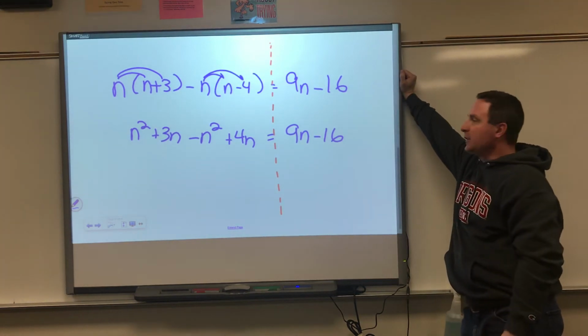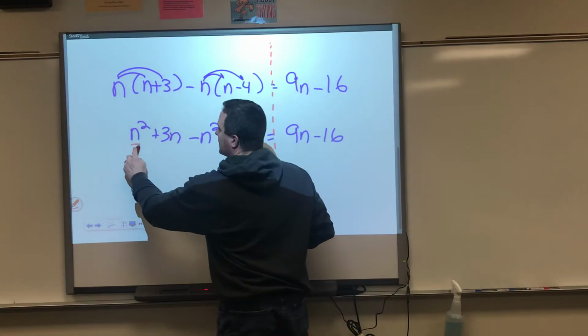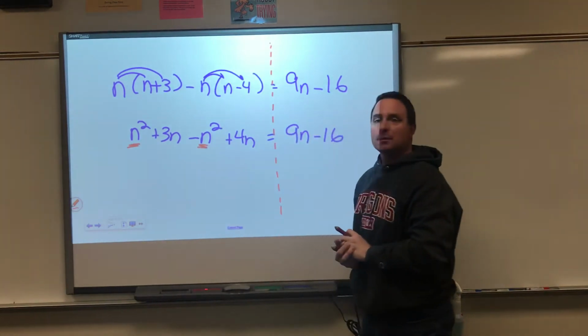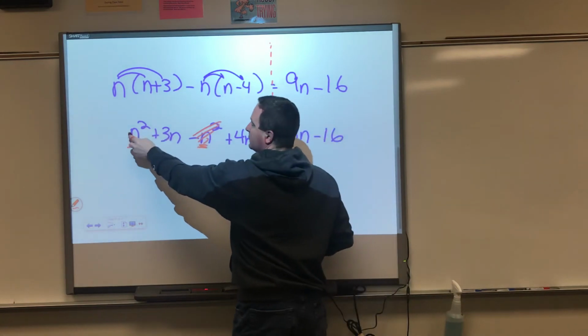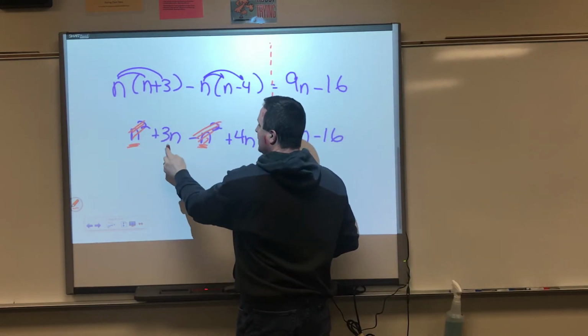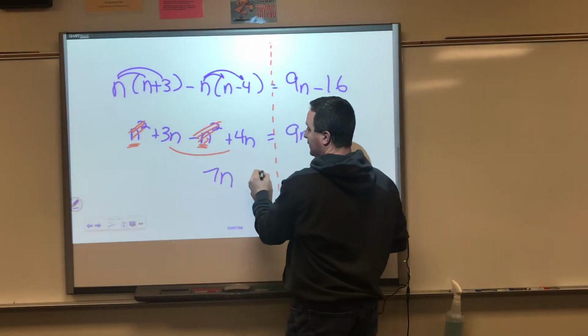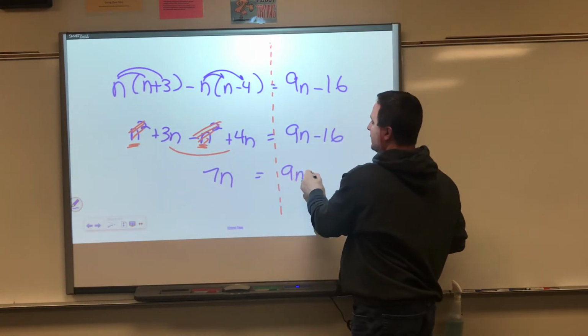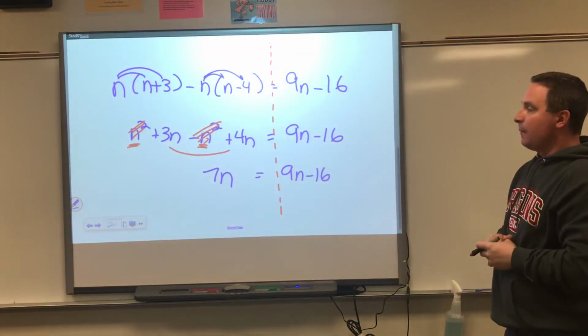Well, if I look carefully at the left, do I have anything that I can combine? Any like terms? Well, n squared and n squared are like terms, but n squared minus n squared, they cancel out again. Okay? I think these two guys are like terms also. 3n plus 4n is 7n equals 9n minus 16. Okay? Well, what if I keep going?